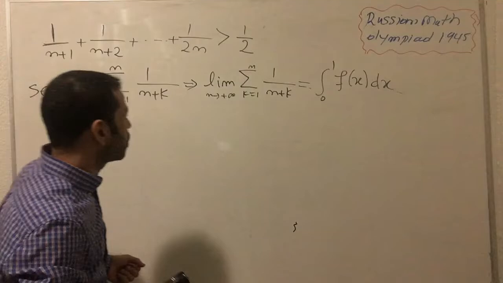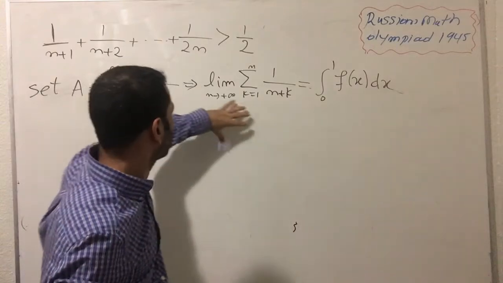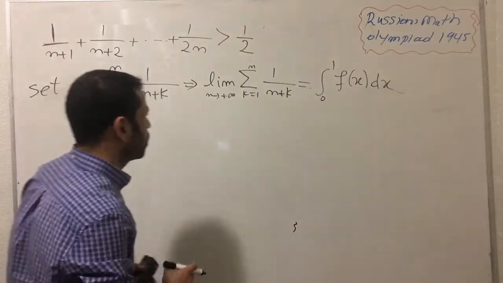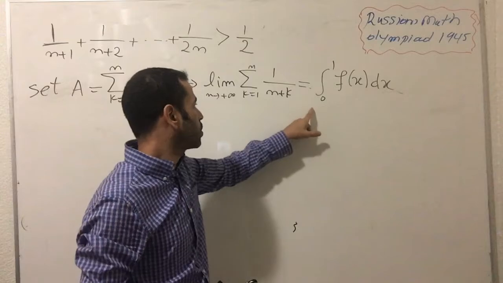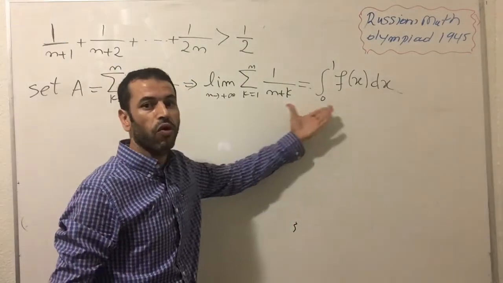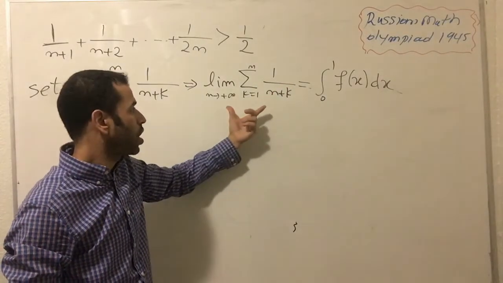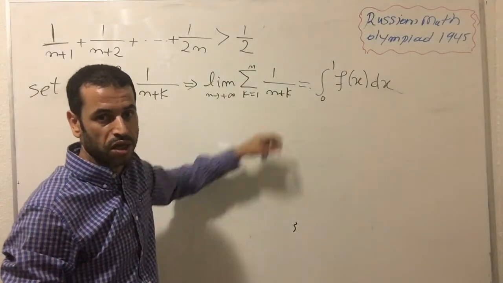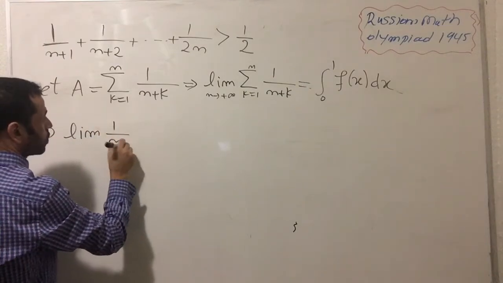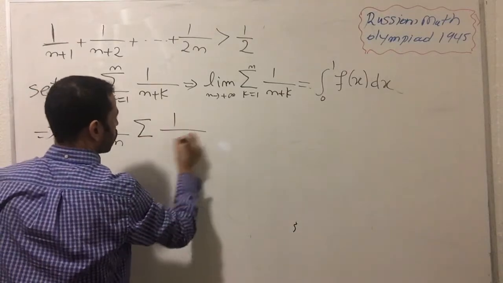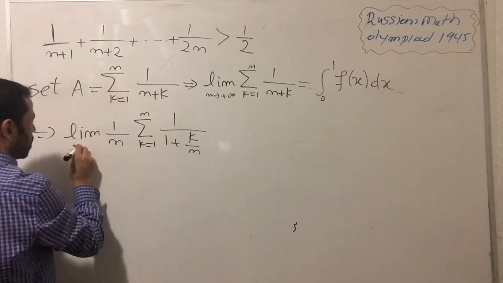So this is the relationship between the integral and the sum of this sequence. Now I'm going to transfer this into the form of the Riemann function f of x. I'm going to multiply by 1 over n and take it out of this sum, because it's considered a constant. So the limit of 1 over n, the sum of 1 over 1 plus k over n, as k goes from 1 to n, as n approaches infinity.